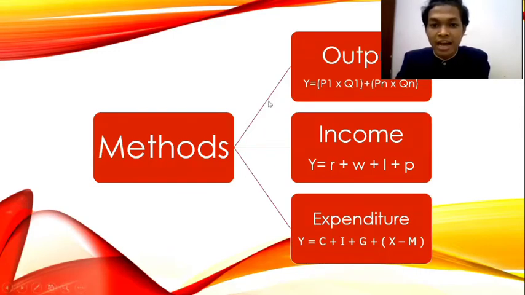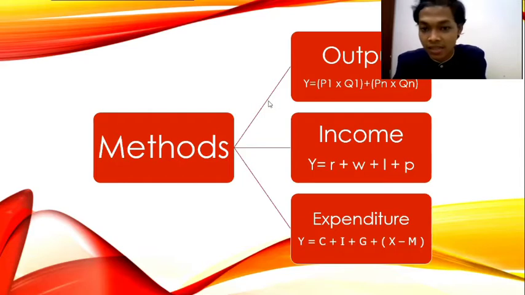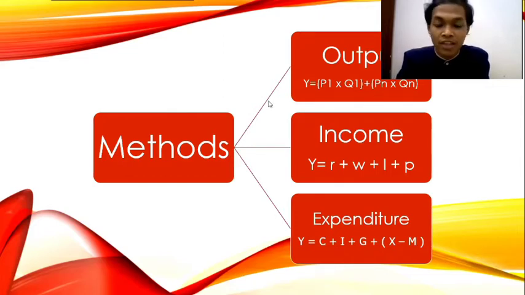So Danny, now we have three methods in calculating the national income. First, we have to use the output method, or we can say production method. The second, we have the income method or income approach. And the third, we have the expenditure approach or expenditure method. Each method has a different formula, so you have to pay attention to the screen right now.